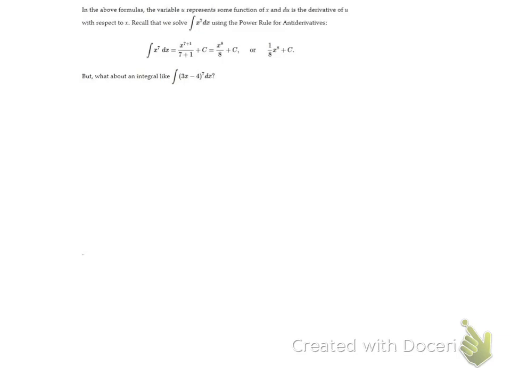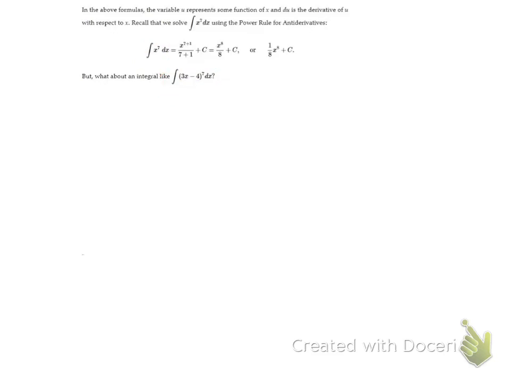But what if instead we want to find the integral of (3x minus 4) to the 7th? So now this is kind of like where we have an inside and outside function. 3x minus 4, that's the inside function, and then we're raising it to the 7th power. So you can see it's pretty similar to what we had up here, except instead of an x being raised to the 7th power, we have a whole another thing, 3x minus 4 being raised to the 7th power.